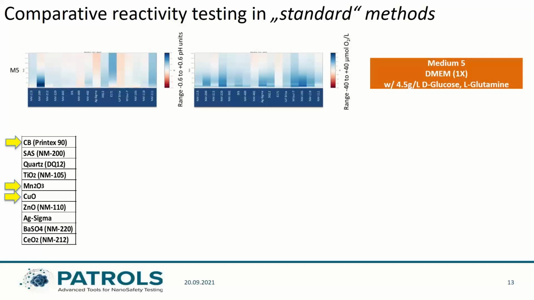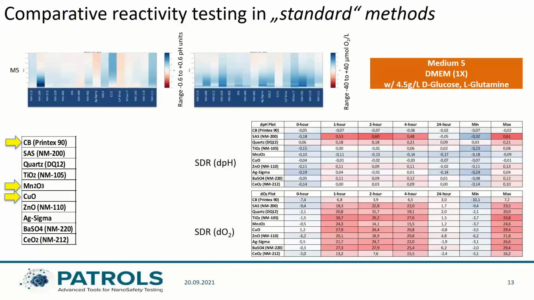We already looked into the reactivity in medium 5, so the DMEM, and we chose DMEM as our medium for testing with the sensor reader method for also these materials. We already documented that we see different pH reaction behaviors and different delta oxygen reaction behaviors. And if we now look at the materials that we studied here in the comparative testing, we do not see a significant higher reactivity of the manganese oxide or copper oxide, maybe, or not for the carbon black either when it comes to the pH.